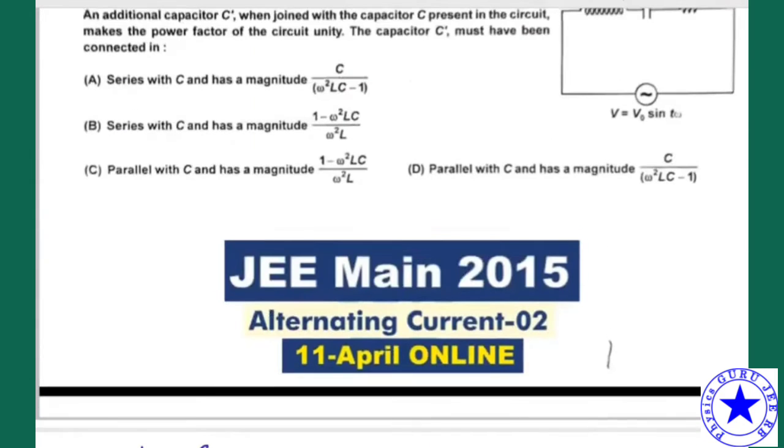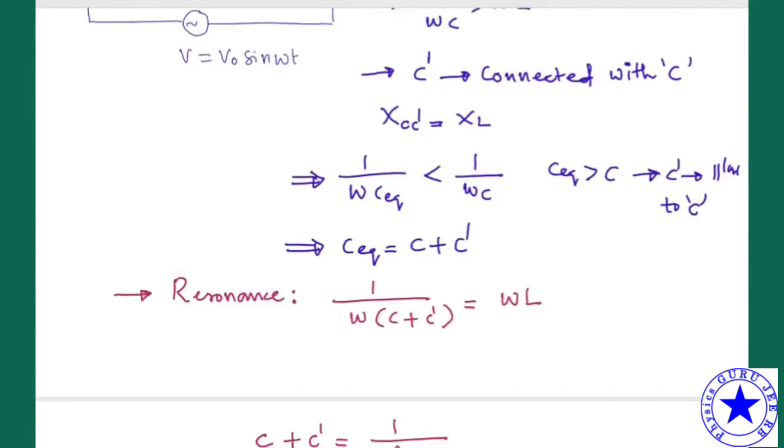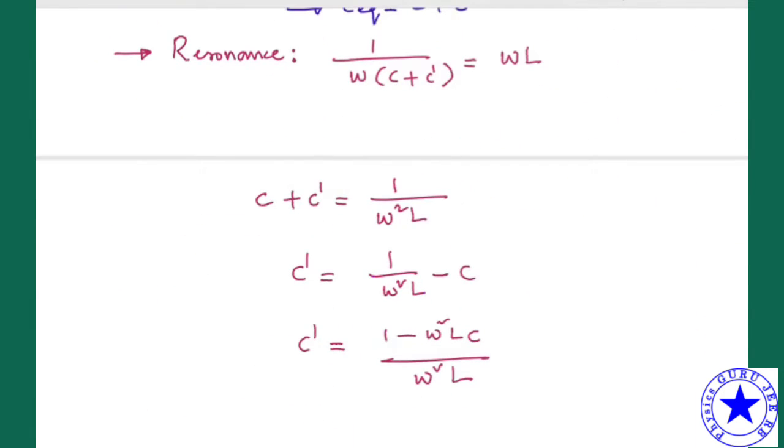So here you can see what is the option matching. Parallel with C, with this magnitude, this will be option C, the correct option for this one. Hope it is clear till this point. Okay, this will be the answer for that particular question.